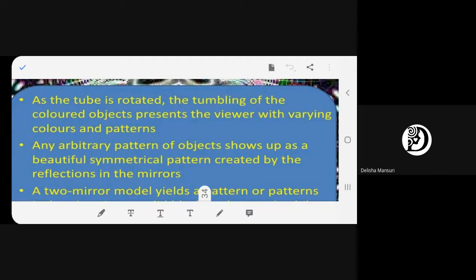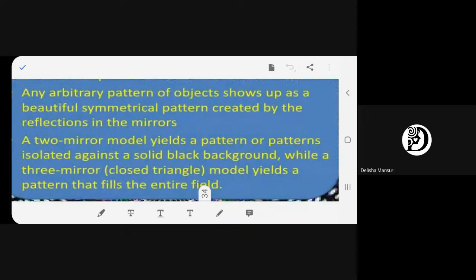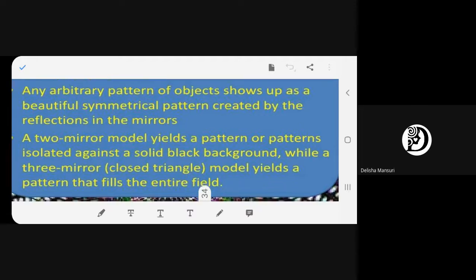Thank you, Vita. As the tube is rotated, the tumbling of the colored objects presents the viewer with varying colors and patterns. Any arbitrary pattern of objects shows up as a beautiful symmetrical pattern created by the reflections in the mirrors. A two-mirror model yields a pattern or patterns isolated against a solid black background, while a three-mirror closed triangle model yields a pattern that fills the entire field.